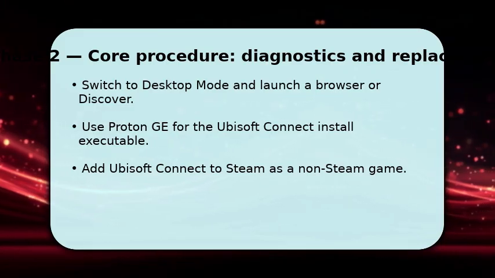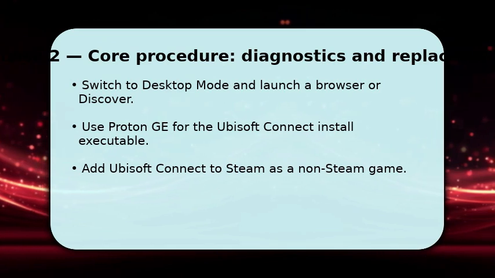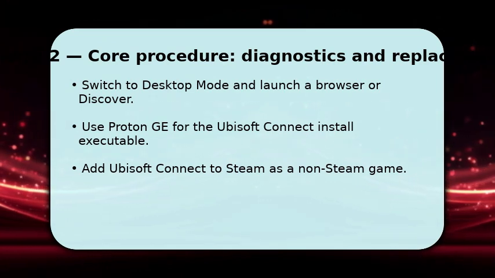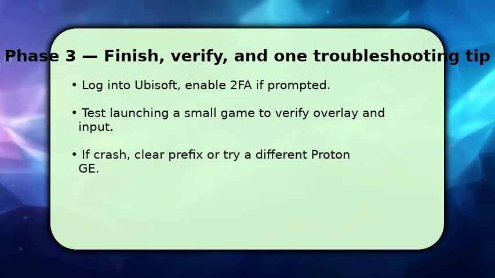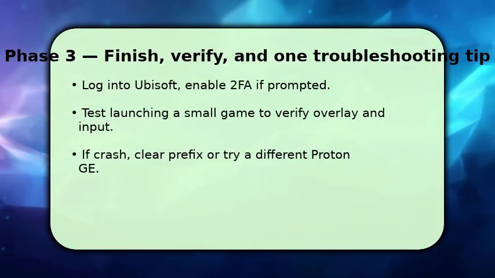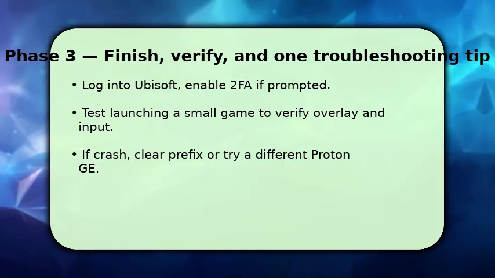Mark launch options to use the Proton prefix and test launch. This ensures Steam OS overlays and controller mapping work correctly. Finish by logging into Ubisoft Connect and enabling two-factor authentication if prompted. This secures your account and prevents sign-in loops.